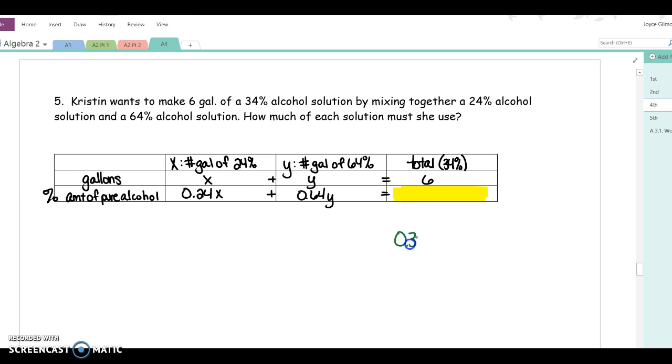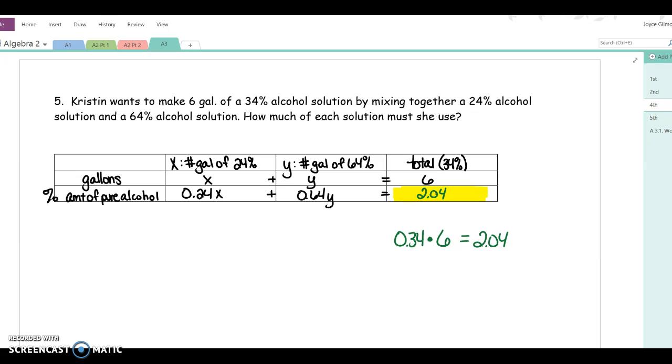Because we want 34% of our solution to be pure alcohol. 34% of how many total gallons? 6. So 34% of 6 gallons is going to tell us how much is pure alcohol. So somebody with a calculator, 0.34 times 6. That's going to be the total amount that is pure alcohol. 2.04 gallons are going to be pure alcohol in our solution.